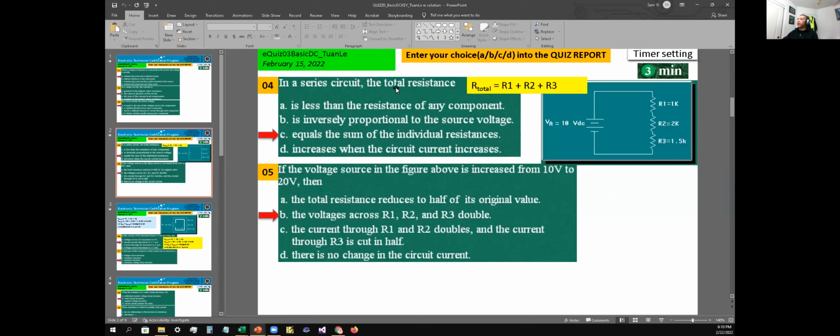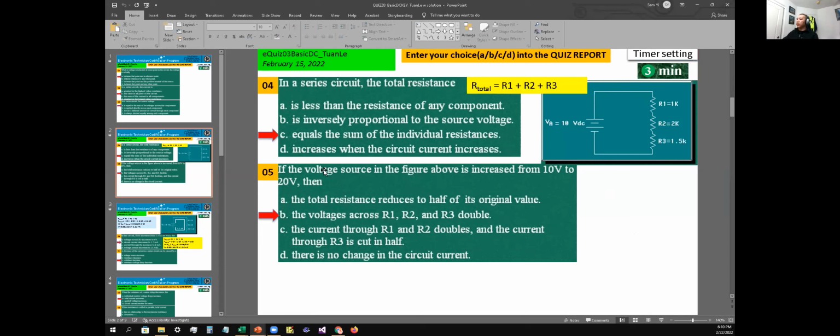Okay, in a series circuit, the total resistance, you just add whatever the resistances are in series. So R1, R2, R3, equal to the sum of the individual resistances. Therefore, this is the formula to calculate the total resistance. The answer is C as in cat for number 4.